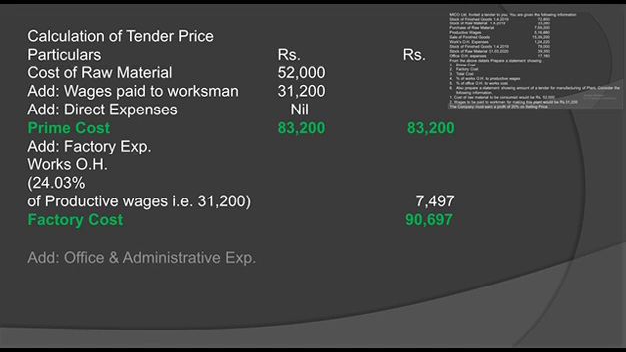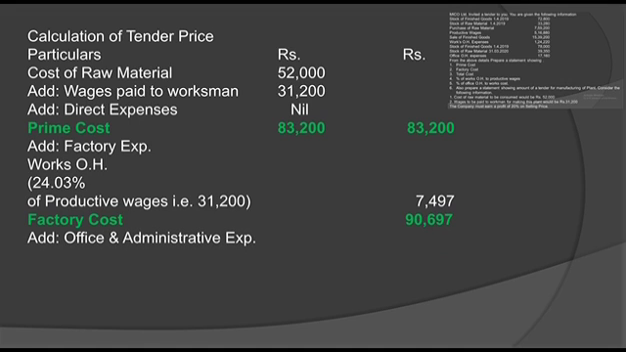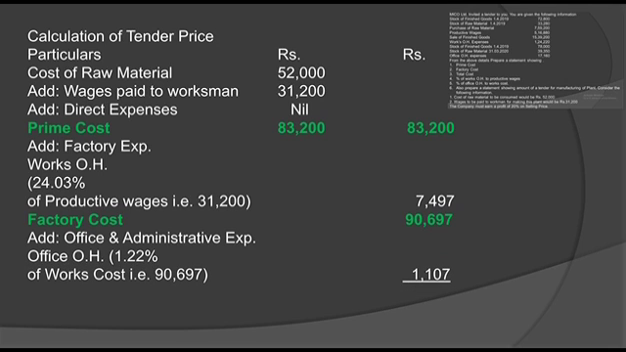In the factory cost, we should add office and administration expenses. Now, the office and administration expenses ratio we have calculated is 1.22%, of works cost, that is 90,697 multiplied by 1.22%. The amount is 1,107 rupees. So the cost of production will be 91,804. As there are no selling and distribution overheads, as well as no opening and closing stock of finished goods, this cost of production will be considered as cost of goods sold, or the total cost.